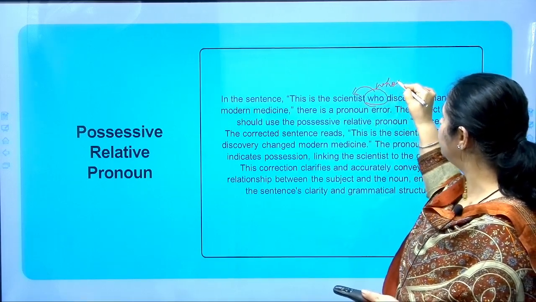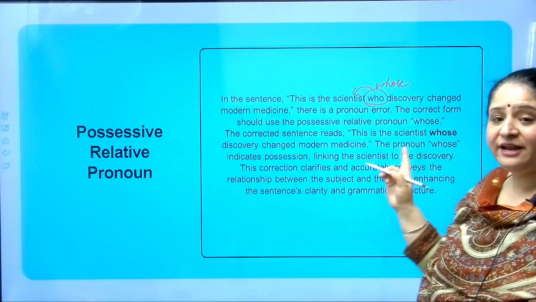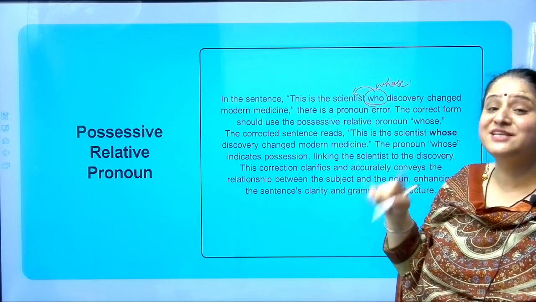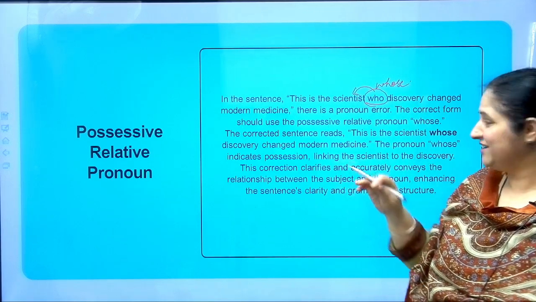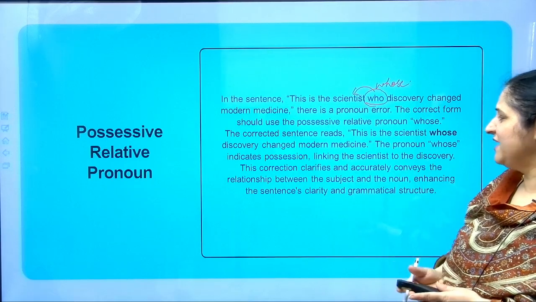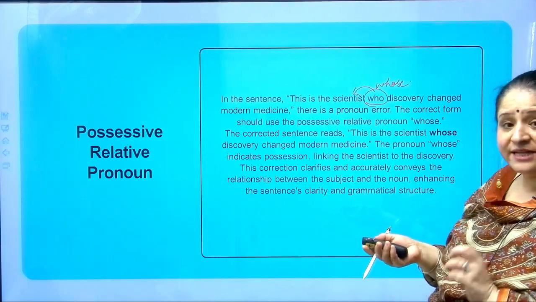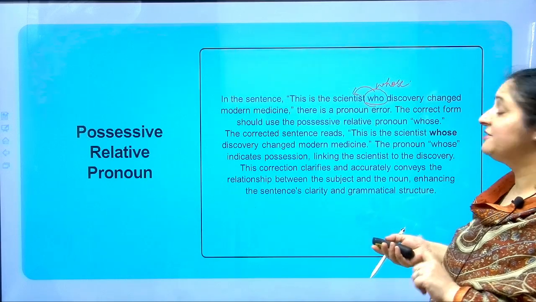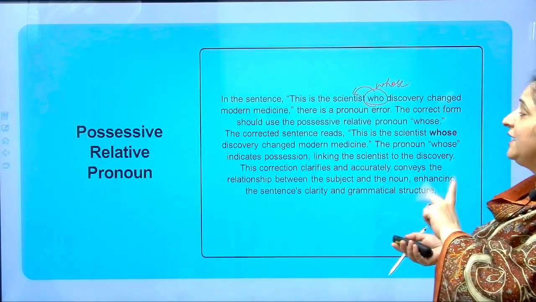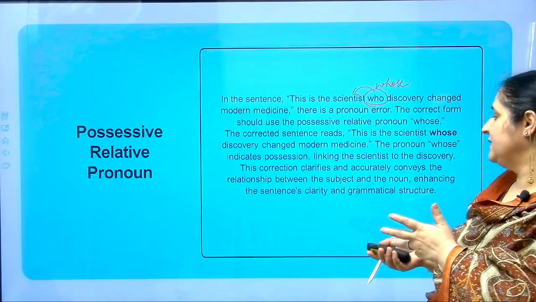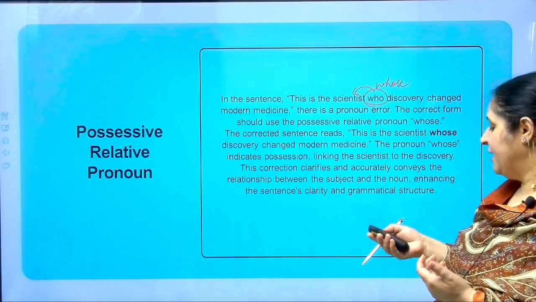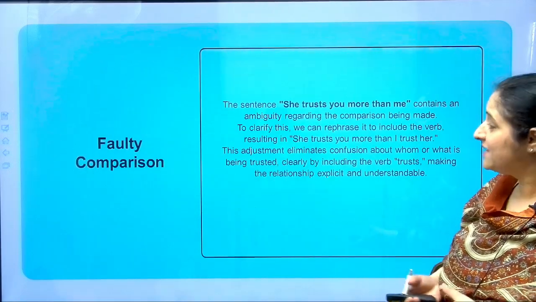What should be the right word to be used over here? It has to be a relative pronoun, but it has to be in the possessive case. Whose discovery? Right, students? So this was an easy one. I'm very sure that you'll be able to get it. So this correction clarifies and accurately conveys the relationship between the subject and the noun, enhancing the sentence's clarity and grammatical structure. So let me go to the next one.